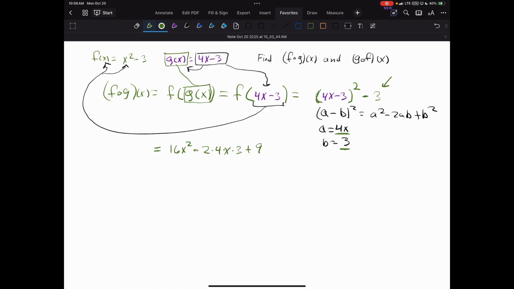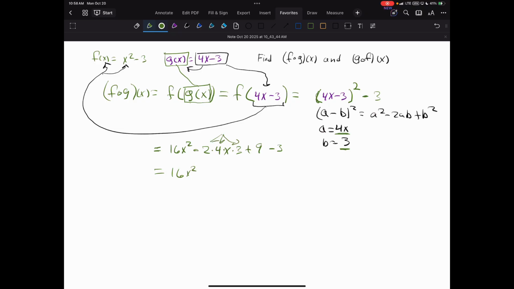Let's not forget that this is not just 4x minus 3 squared, but it's 4x minus 3 quantity squared minus 3. And so we've got to keep that minus 3 from up here. We can't forget that and leave that off. Okay, well, now let's just simplify these things a little bit more. So I have my 16x squared. There's a lot that needs to be taken care of here, right?